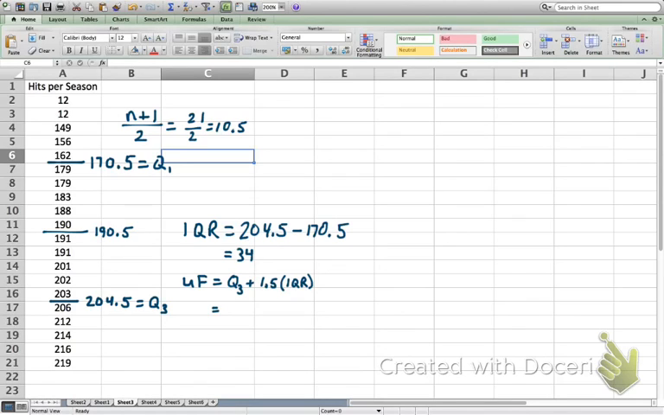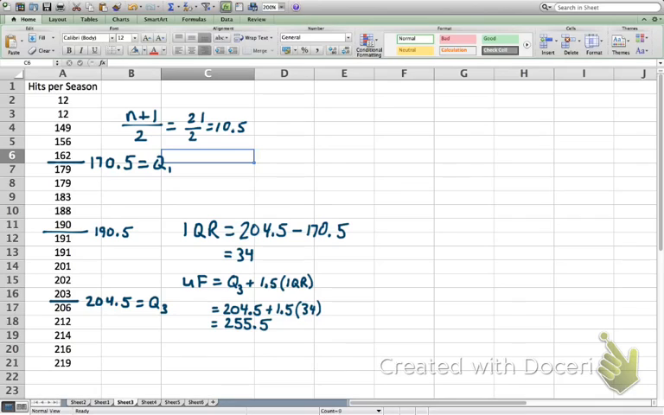Well, Q3 was 204.5 plus 1.5 times the IQR, which we just calculated, and that was 34. So in this case, the upper fence is going to be, let me do a quick calculation here, 255.5. So any data value higher than 255.5 would be an outlier. Well, you can see clearly we don't have any of those. Our highest data value is 219. So we have no high outliers.